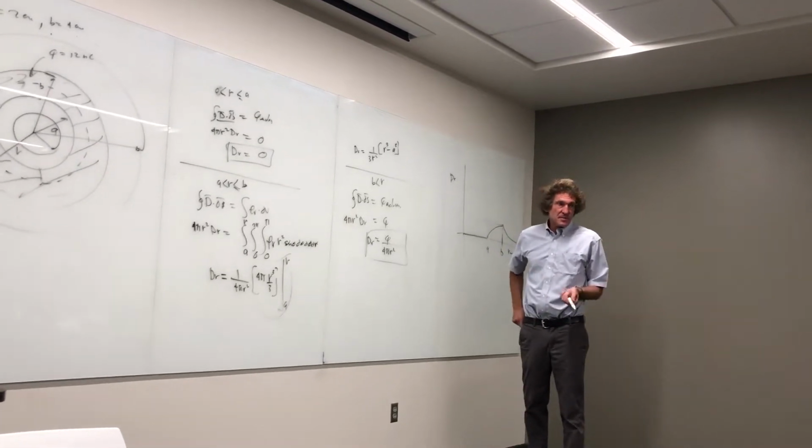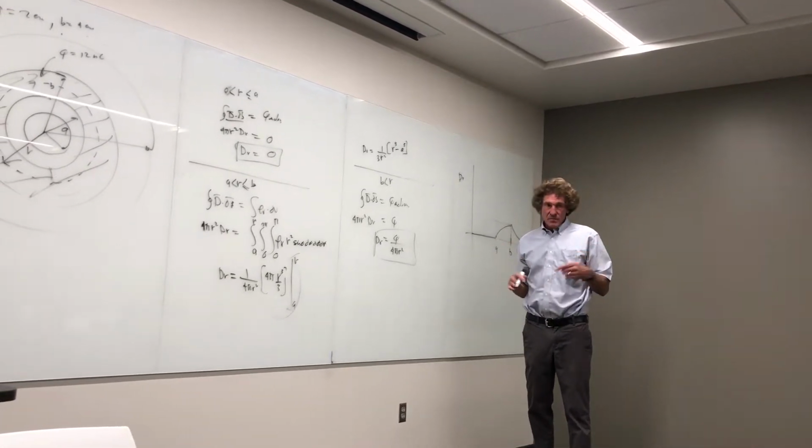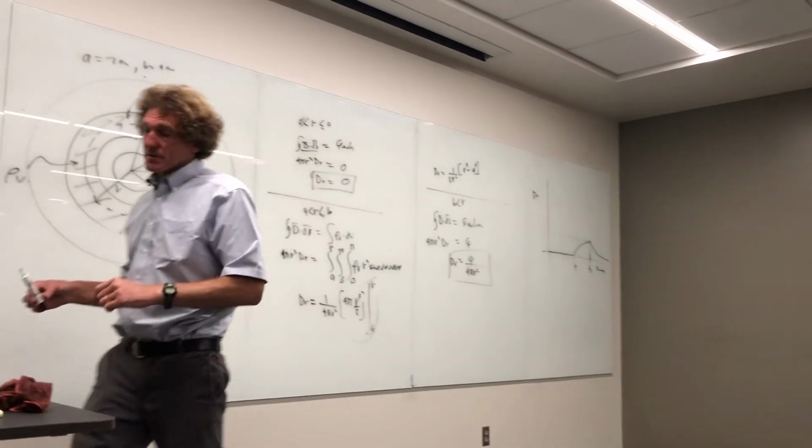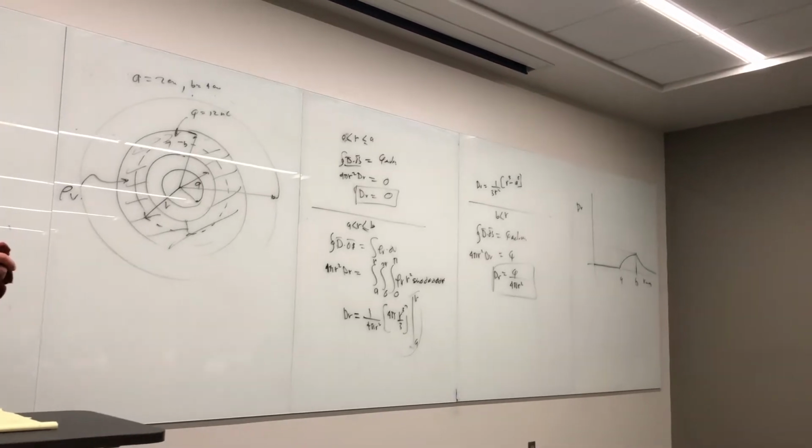How do you get the E field from this? Divided by epsilon. Remember that. All right, any other questions? That's a good problem.